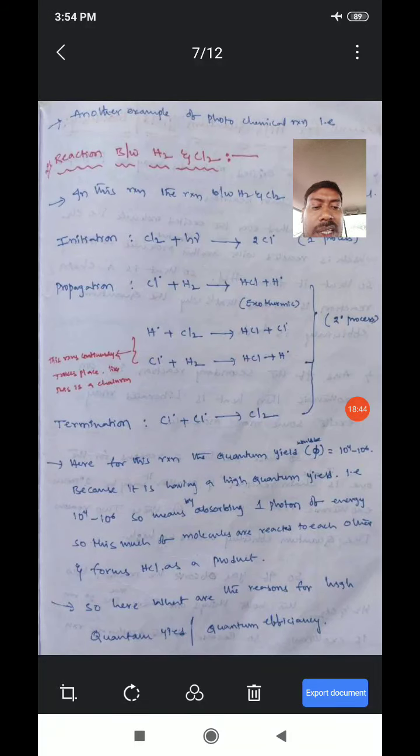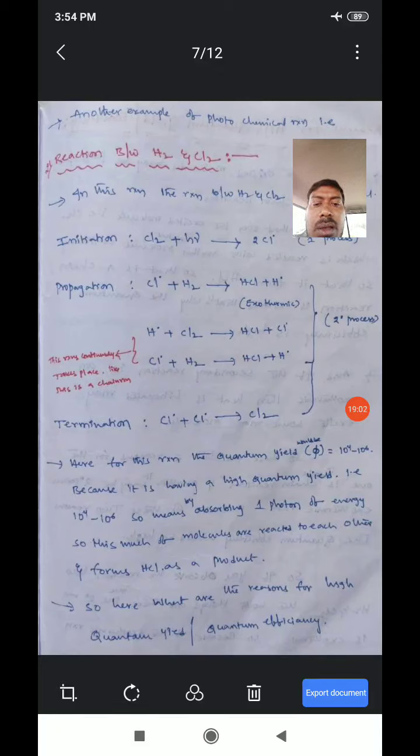This is the second step, and finally the third step, the termination step. In this termination step, a chlorine radical reacts with another chlorine radical and forms Cl2, chlorine.